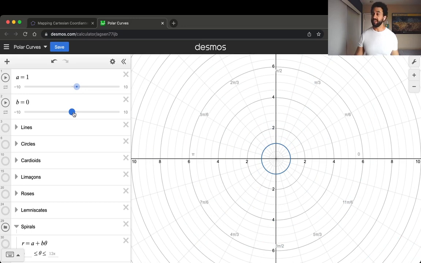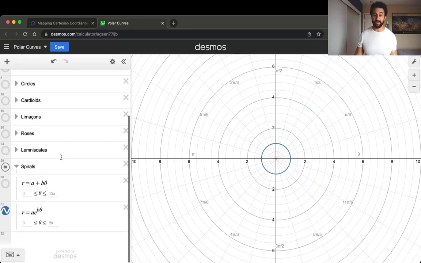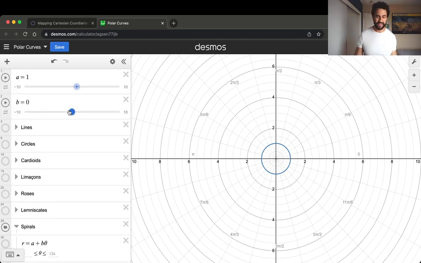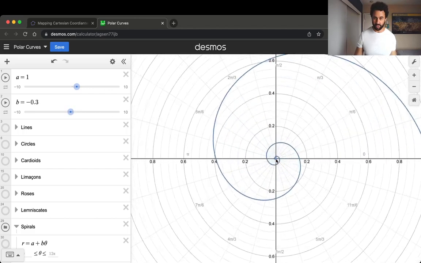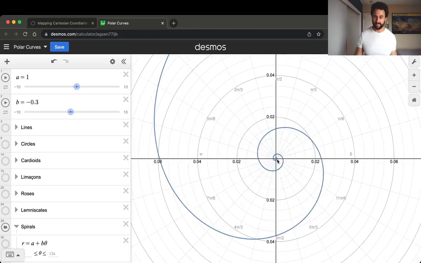Oh, and if b is 0, you just get a circle. Why is that? Well, if b is 0, then you have e to the 0, which is 1, and then you have a times 1, which is a, so you'll have the equation r equals a. There you go, and that's a circle. All right, so if b is negative, you get a tight little spiral there. Let's zoom in on it, and it's logarithmic.